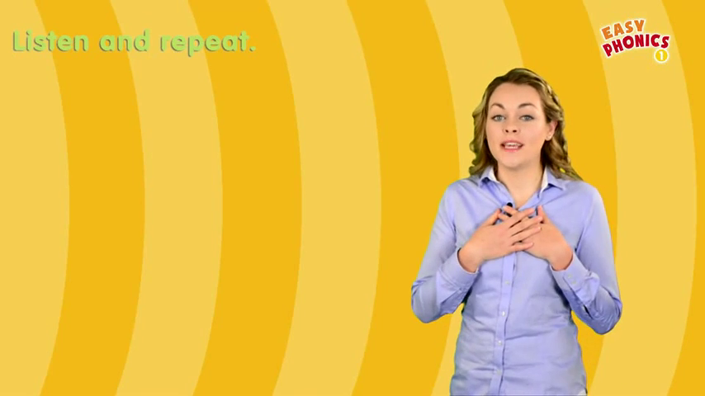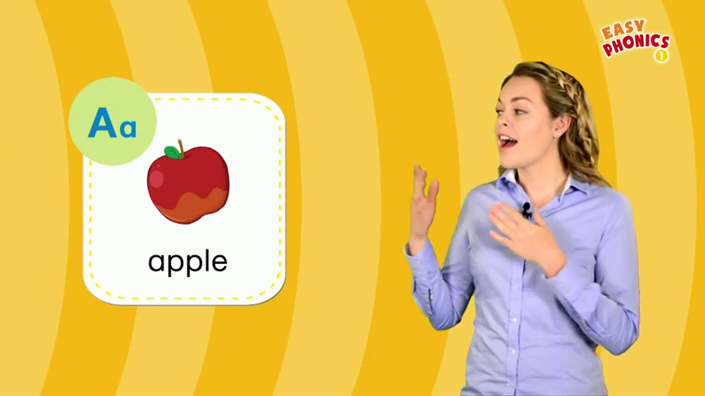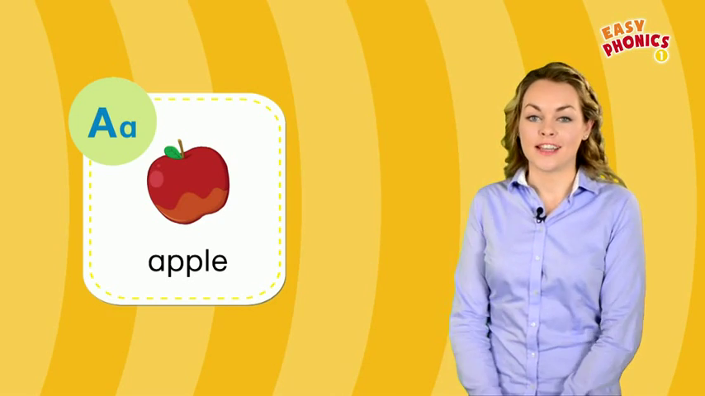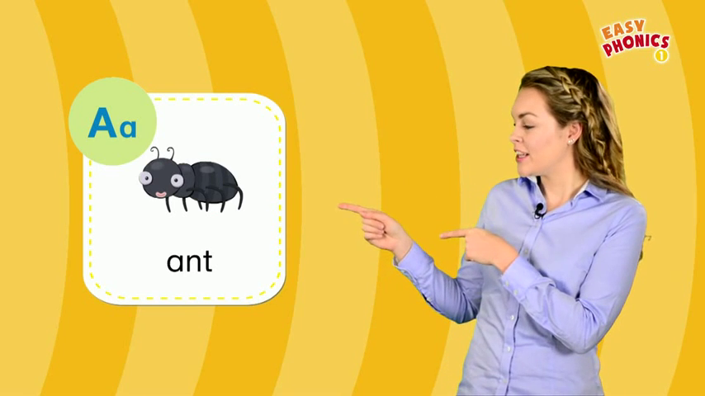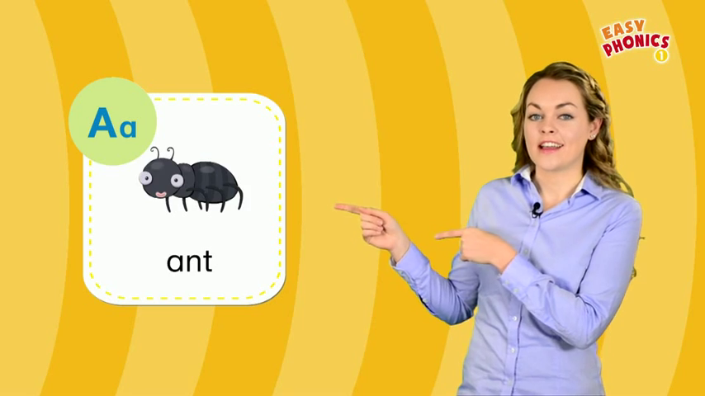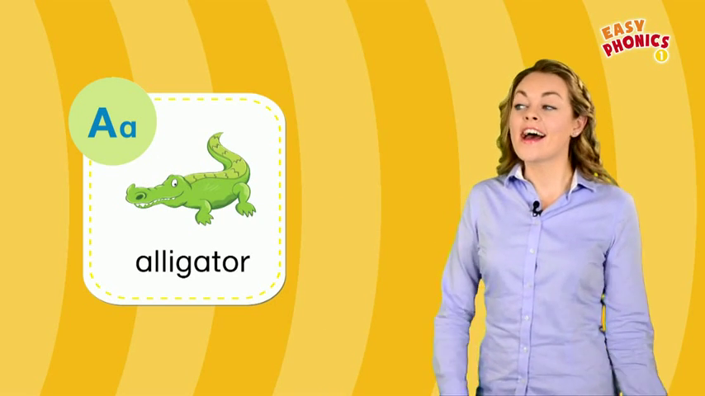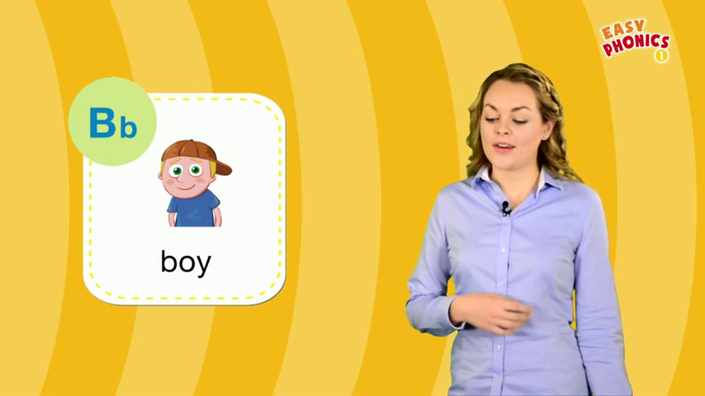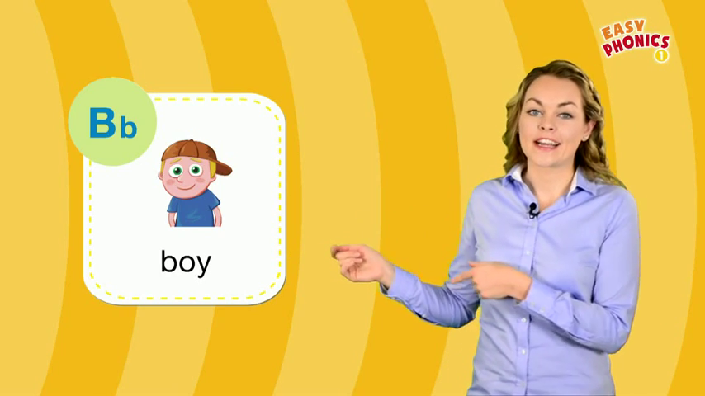Okay, now listen to me and repeat. A, apple. Good, that's an apple. Next, A, ant. Look at that ant. And next is a, alligator. Good.